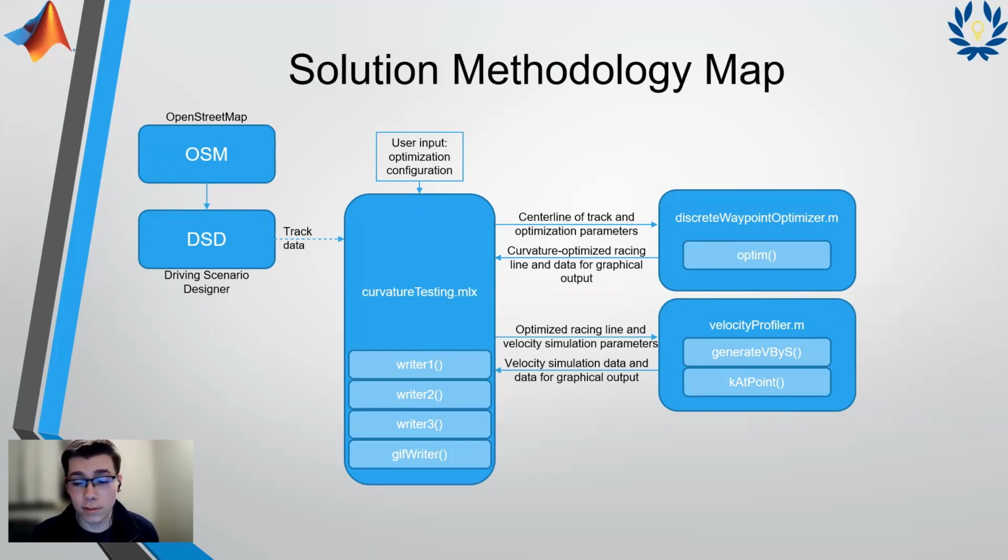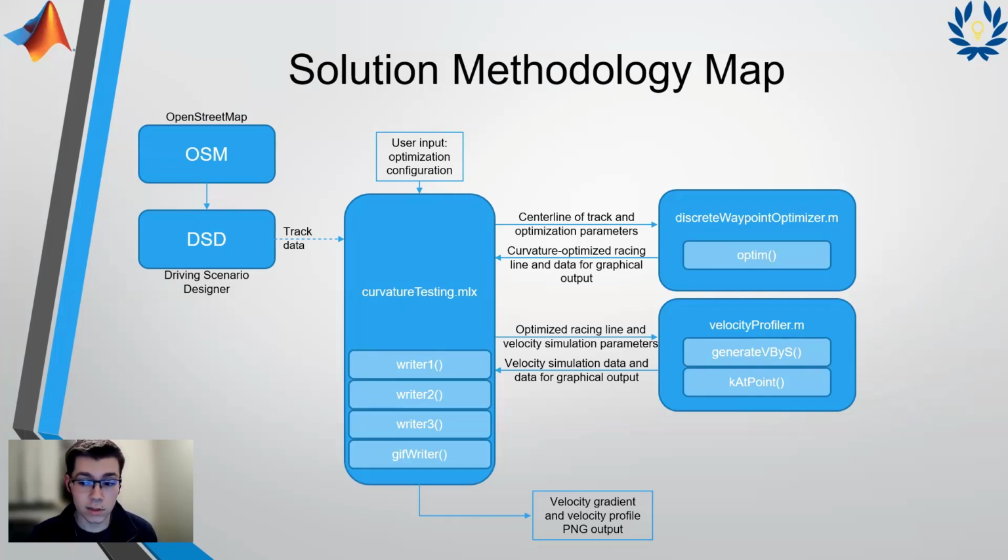At this point, the live script will determine whether or not to pursue different graphical outputs based on the user input. These graphical outputs are detailed a little bit later, but the functions are writer1, writer2, writer3, if writer. Once these outputs are complete, the live script will by default export two default PNGs. One is the velocity gradient of the best lap, which we saw in the previous slide, and the other one is the velocity profile as a function of distance traveled along the path.